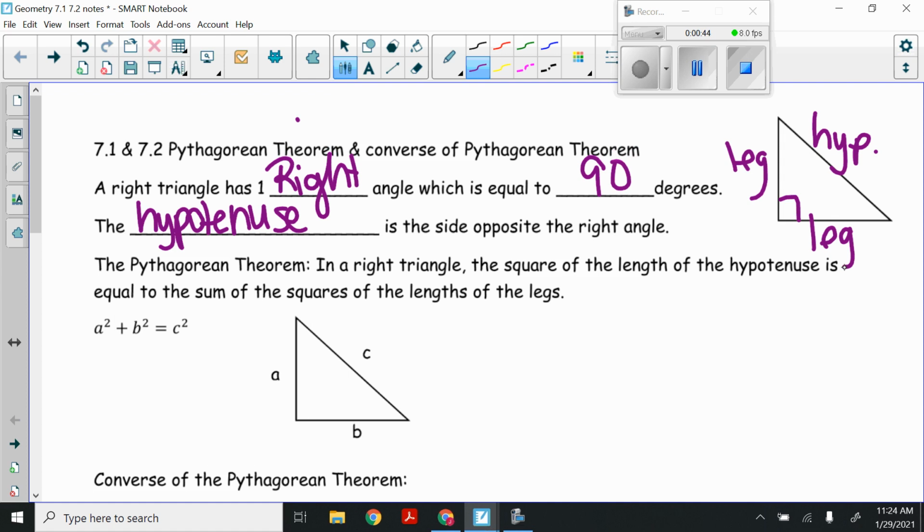The Pythagorean theorem states in a right triangle, the square of the length of the hypotenuse is equal to the sum of the squares of the lengths of the legs. So in this picture, we would need a right angle down here. And so c would be my hypotenuse. So the Pythagorean theorem says a squared plus b squared equals c squared.